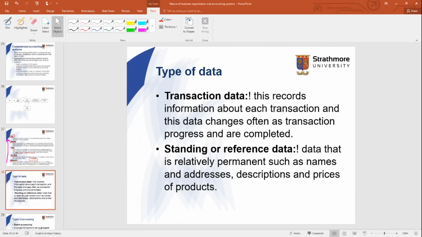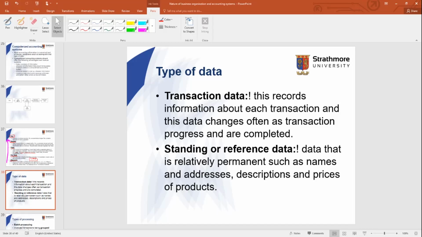Now, what type of data are you going to be processing? You have what we call transaction data, for example the sale you're making, the purchase you're making. It records information about each transaction. If you're making a sale, you record that there's a customer we have sold to, these are the units we have sold to them, at this particular price, they have paid X amount of money, the balance is Y. That itself is what we call transaction data. It is information regarding a particular transaction we are having.